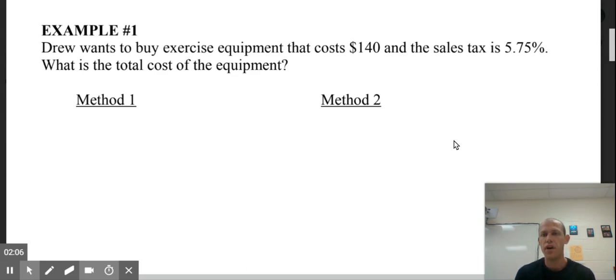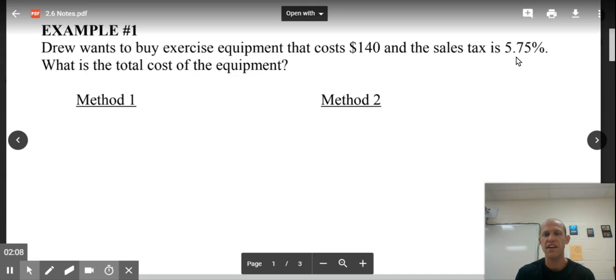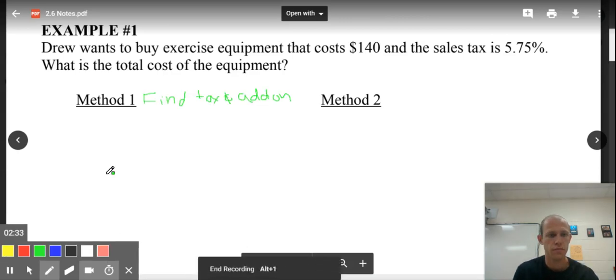So if 5.75% is our tax, we need to figure out what that is because I'm not really going to pay $140. I'm really going to pay $140 and then that amount of tax on it. And there's two different ways we kind of look at this. So we're going to call those method 1 and method 2. This video is just going to explain those two methods. Another video is going to work through some more examples, but this video is just going to work with the two methods.